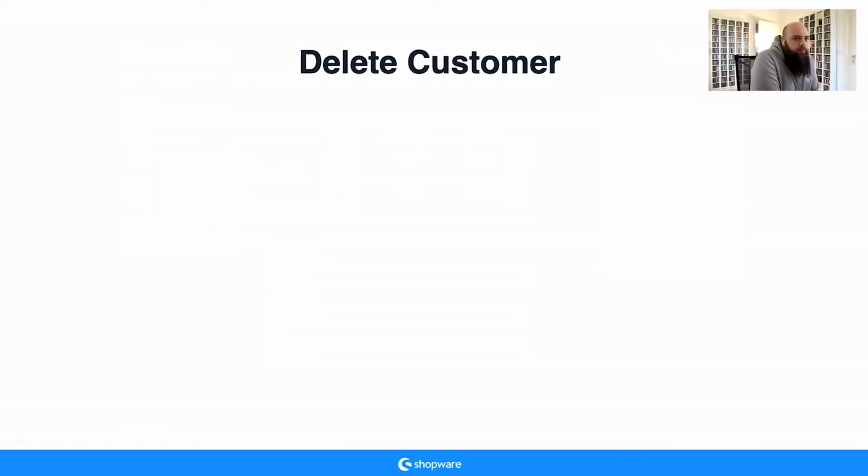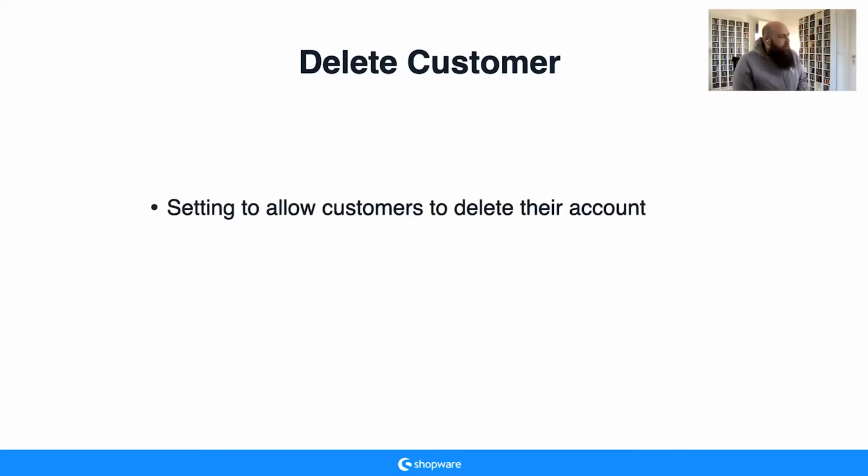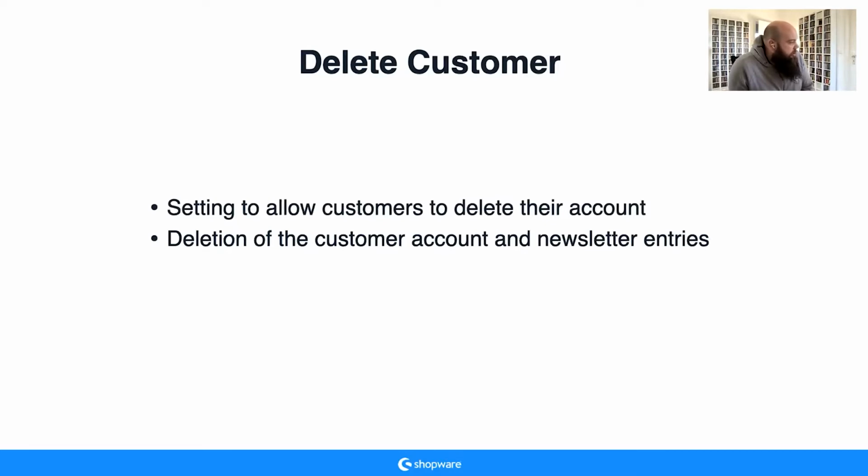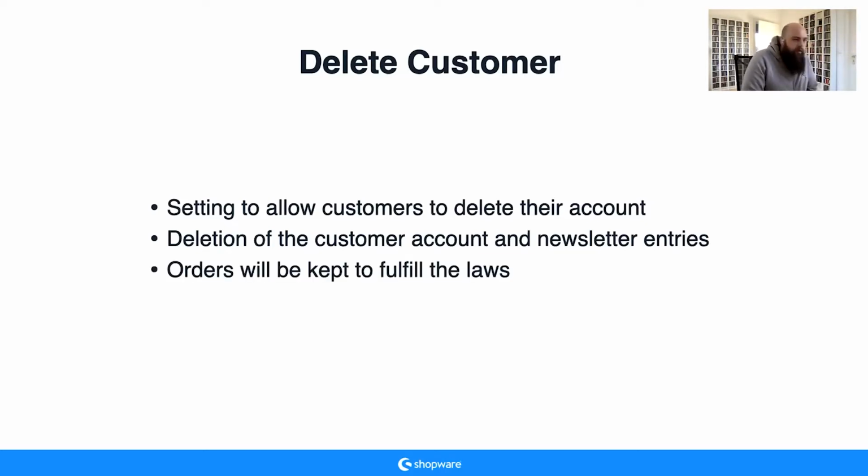The next thing is about deleting customers in the storefront. Since the DSGVO topic, that's a German name for it, it's about personal data handling in the shops. So it is necessary that a shop customer can delete his own customer account, so it will be possible for him. You can activate it by setting in the settings module of Shopware, and the customer can delete their account, and it will include the customer account and the newsletter entries, but not the orders. They will be kept to fulfill the laws. And if a certain time is reached, the shop owner can delete the orders too.